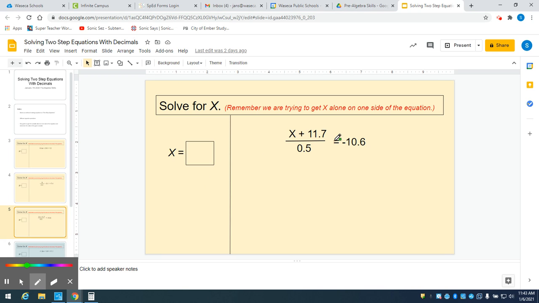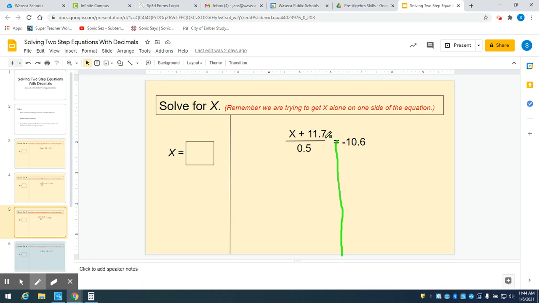So we're still trying to solve for x. We're still trying to get x alone on one side of the equation. So we got x plus 11.7 divided by 0.5 equals negative 10.6. We need to try and get x alone. And right now, what is happening over here is this x plus 11.7, all of it's being divided by 0.5. And that is a lot to do. So we want to get rid of this division. So we're left with just x plus 11.7.